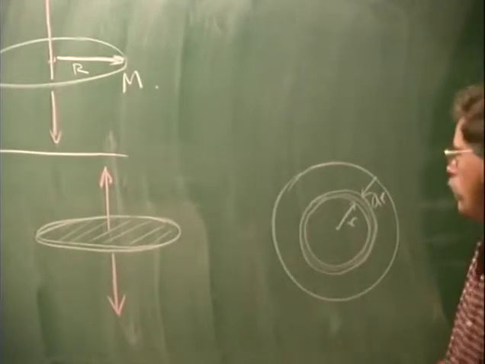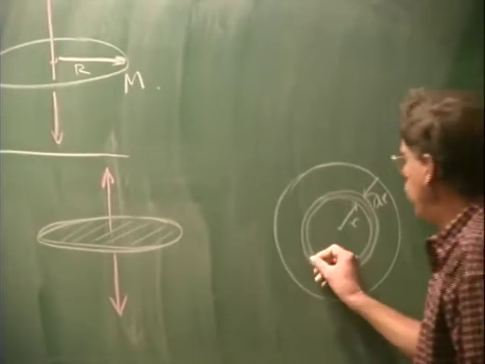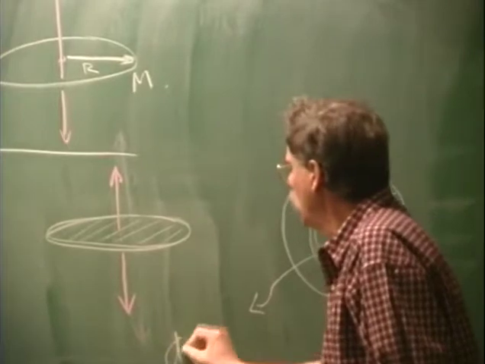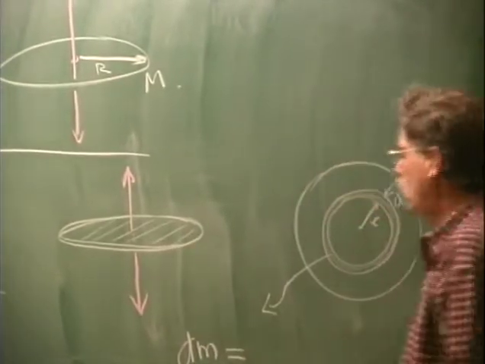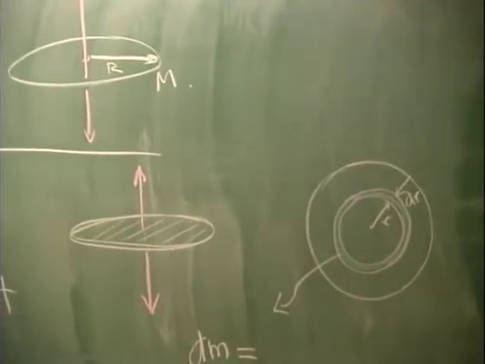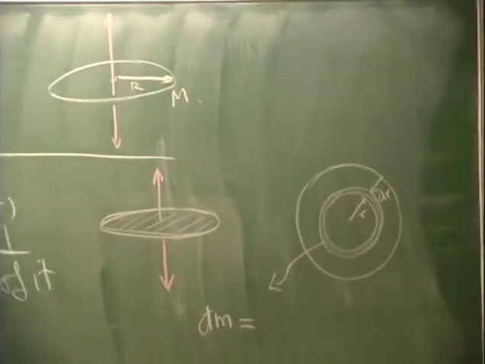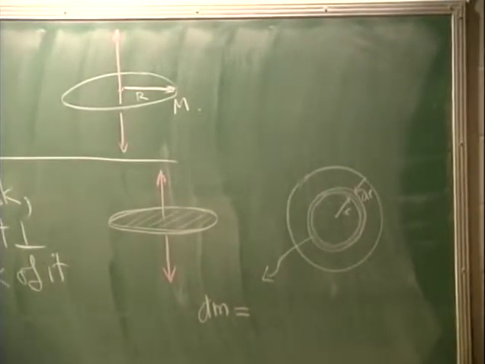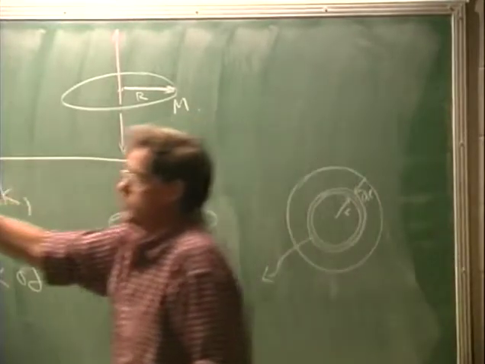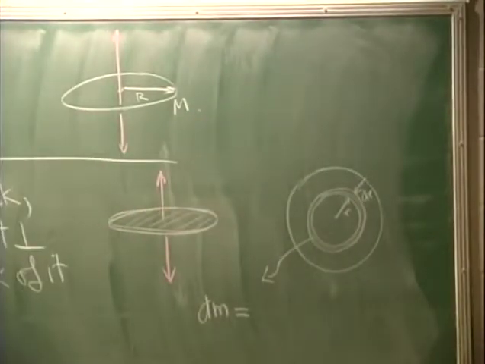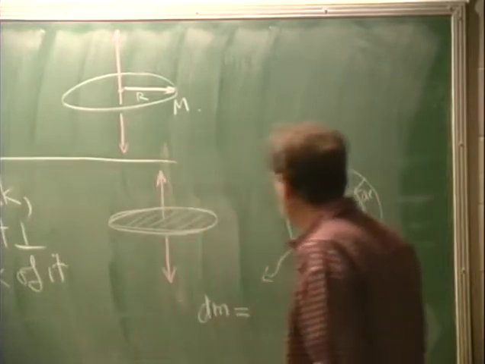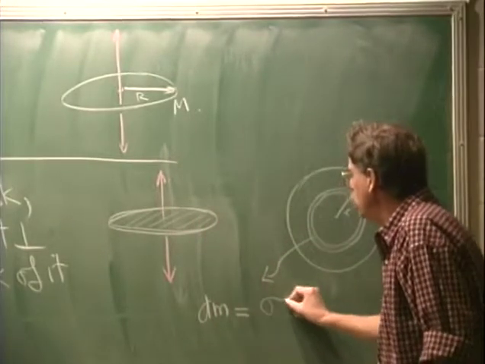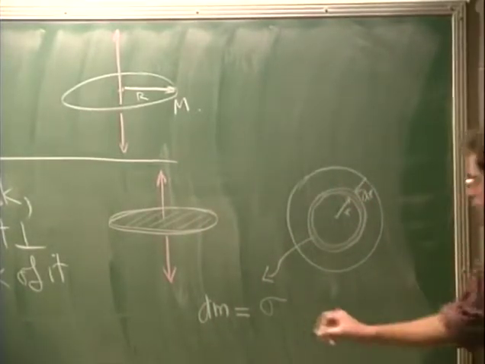What is the sensible variable here? dm for that ring would be the mass of that ring, which would be the mass per unit area times the area of the ring. Just as lambda is the standard letter for mass per unit length, the standard letter for mass per unit area is the Greek letter sigma.